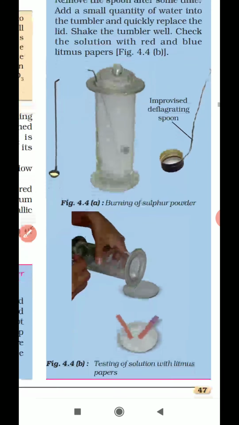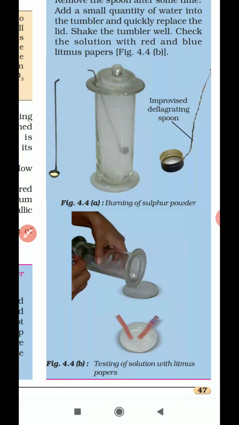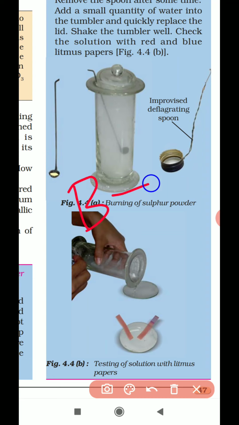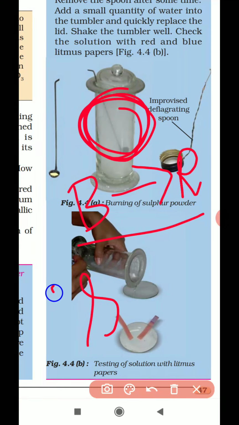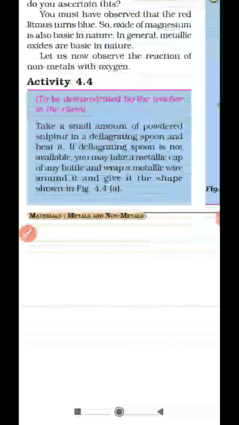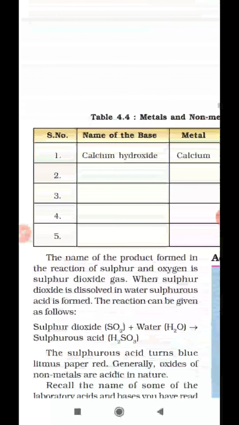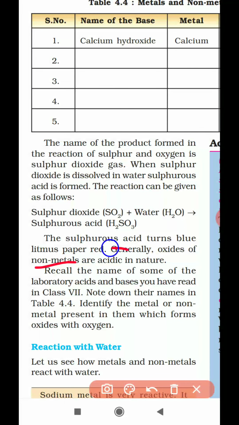Now, if I dip the litmus paper in this flask, do you know what the color change will be? Yes, the blue litmus will change into red litmus. Meaning, the gas which we obtained on heating the non-metal sulfur is acidic in nature. So whenever a non-metal is heated, we will get non-metallic oxides, and all the non-metallic oxides which we get are acidic. So the non-metallic oxide which we got was sulfurous acid.